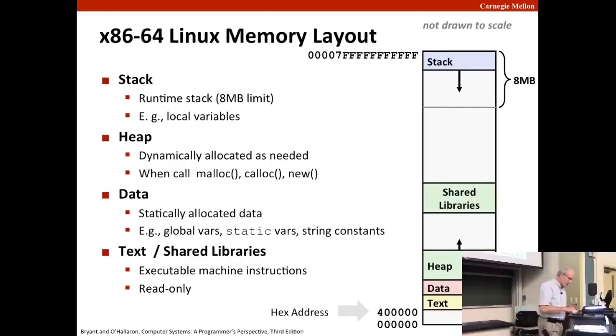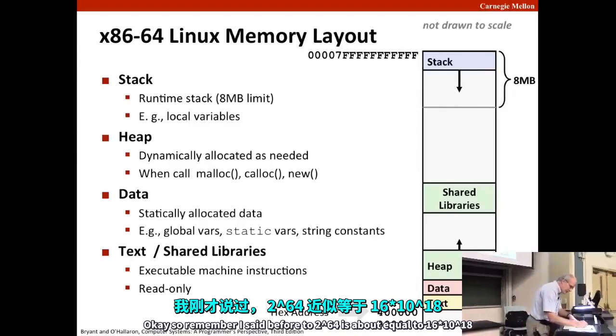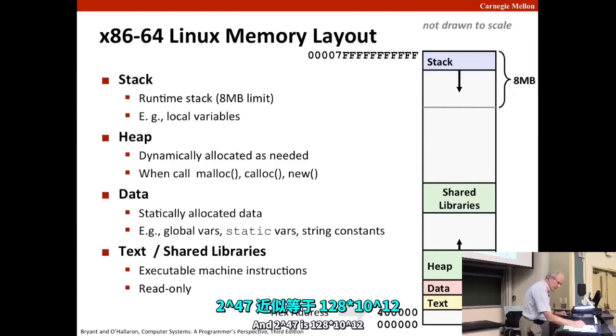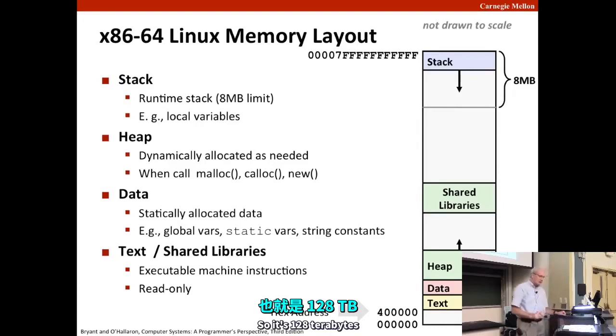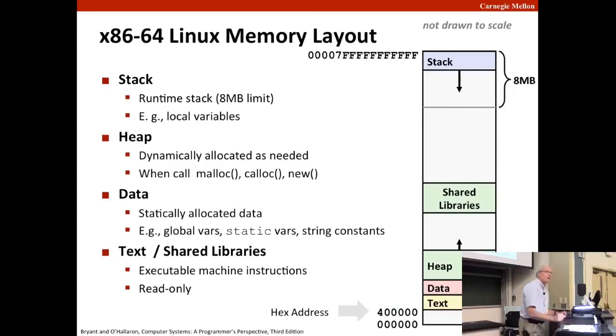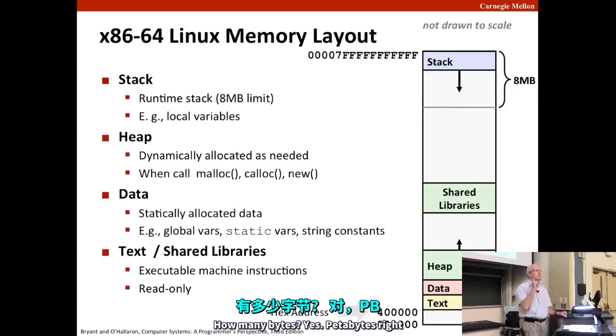Okay. So remember, I said before, 2 to the 64 is about equal to 16 times 10 to the 18th. And 2 to the 47th is 128 times 10 to the 12th. So it's 128 terabytes. So what's the number after a terabyte, do you know? 10 to the 15th? How many bytes? Yes? Petabytes, right.